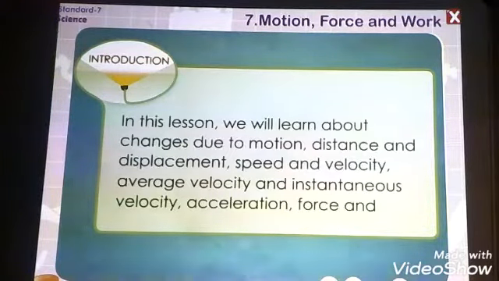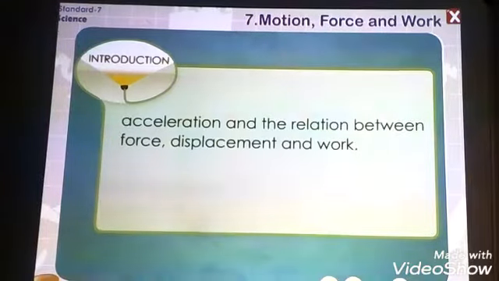Introduction. In this lesson we will learn about changes due to motion, distance and displacement, speed and velocity, average velocity and the instantaneous velocity, acceleration and the relation between force, displacement and work.